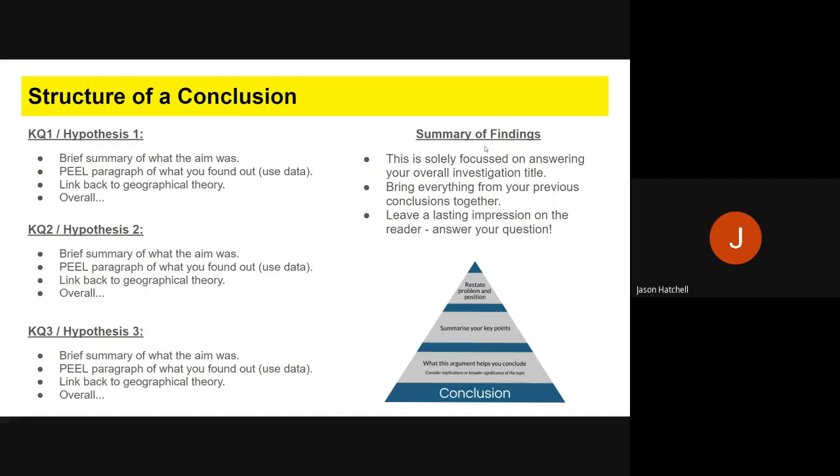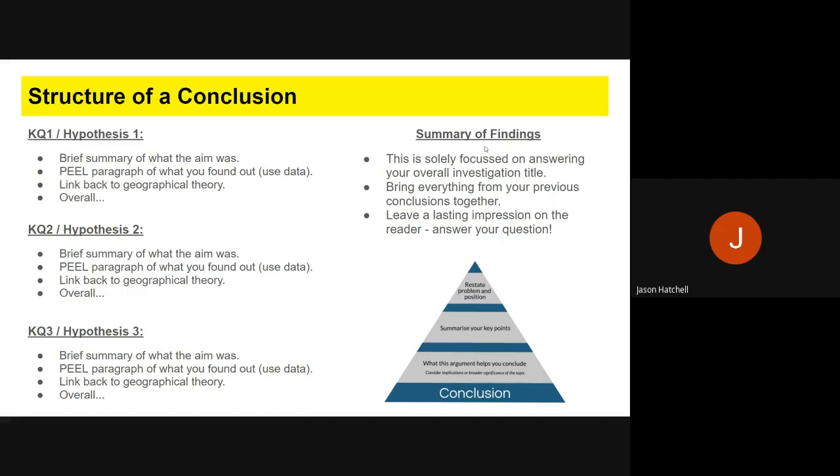And then, when you have done your 3 little conclusions for each of the key questions or hypotheses, you come to do a summary of findings. Now, this is a separate section in the conclusion, and this is where you bring everything together from these 3 key questions or hypotheses. So this is solely focused on answering the overall investigation title.